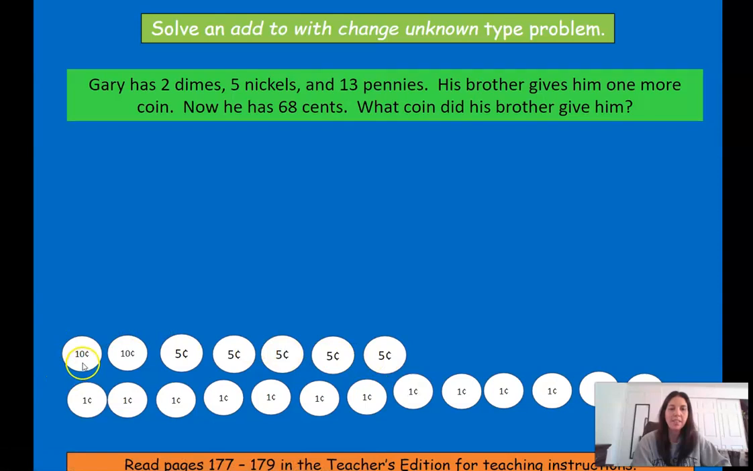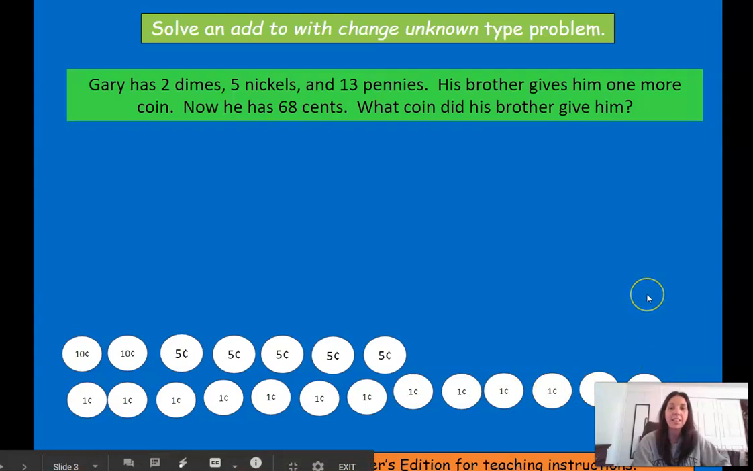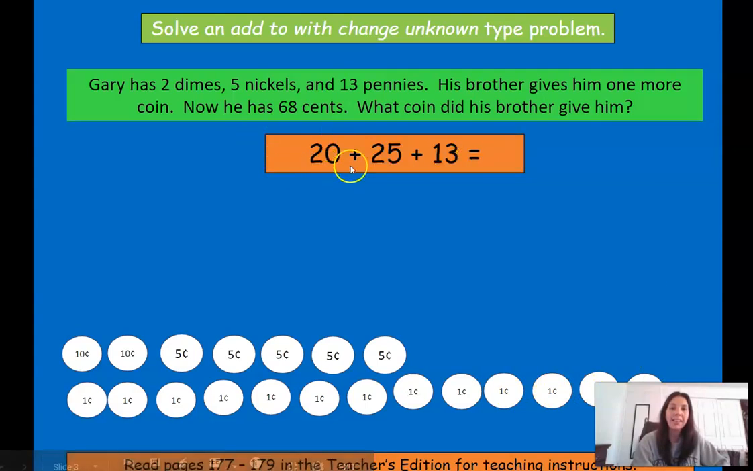Okay, let's count how much we have. Count with me. 10, 20, 25, 30, 35, 40, 45, 46, 47, 48, 49, 50, 51, 52, 53, 54, 55, 56, 57, 58. Or you could break it up like this. 20 for the 2 tens, 10, 20. If you look at how many we have with the nickels, we have 5, 10, 15, 20, 25. So we have 20 plus 25 plus 13 gives us 58.